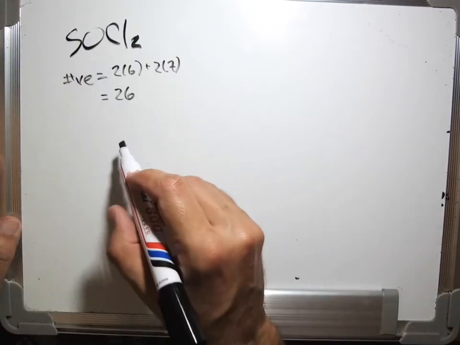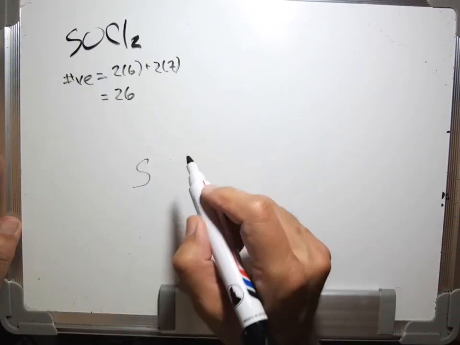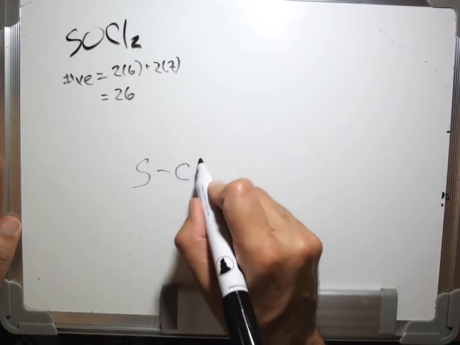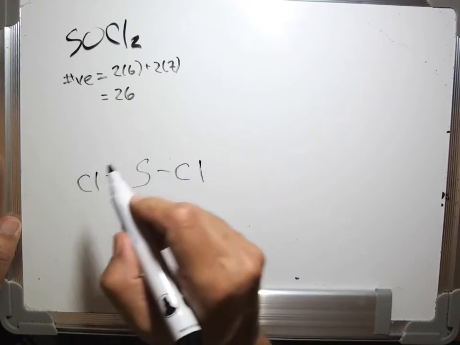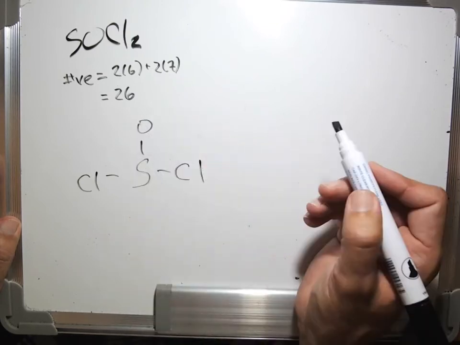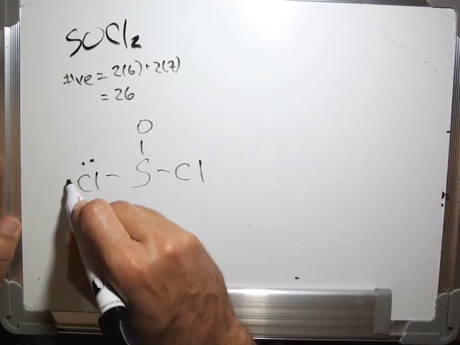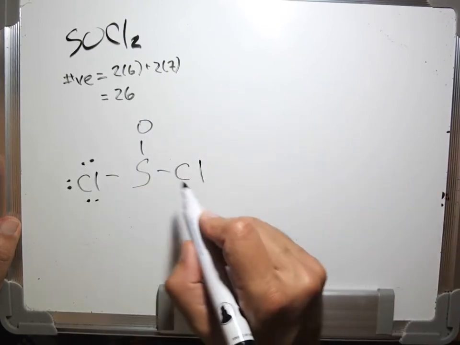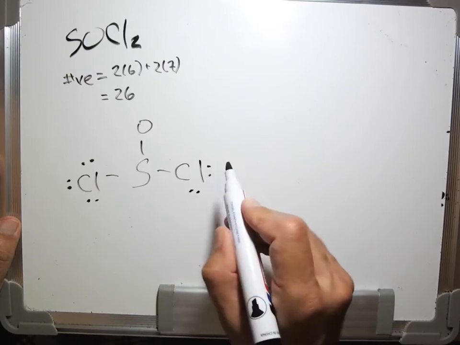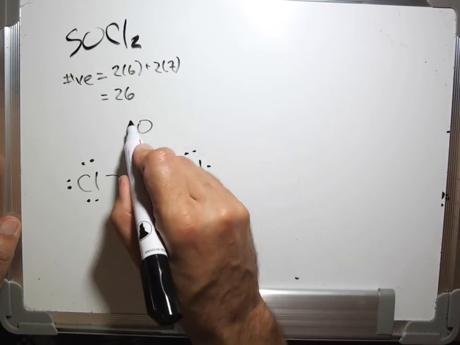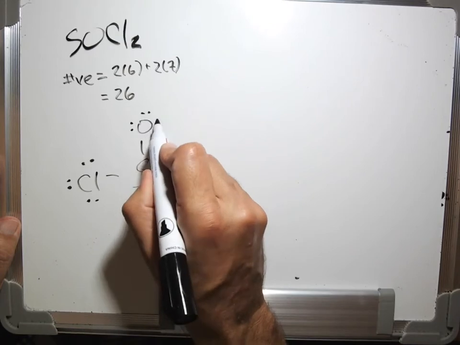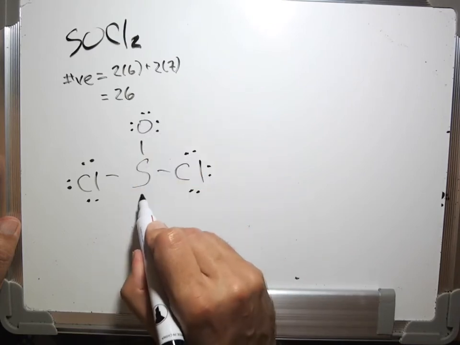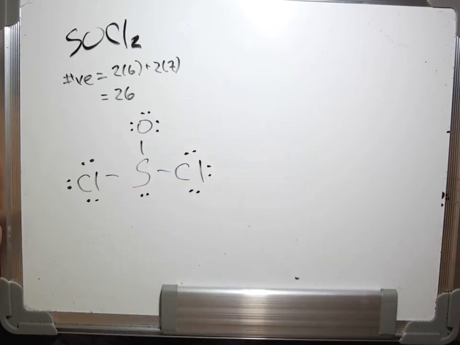Sulfur is least electronegative, so I will stick it in the middle. I'll attach the adjacent atoms. I'll give everything an octet that needs an octet. Here, all of these atoms would require an octet. Satisfy the octet rule for all 4 of the atoms.